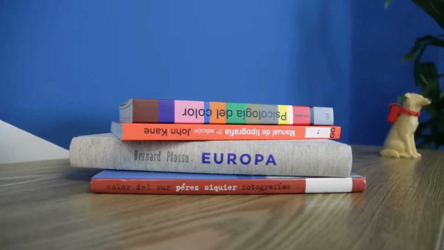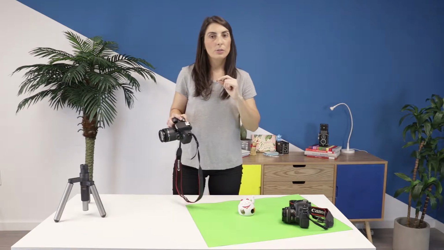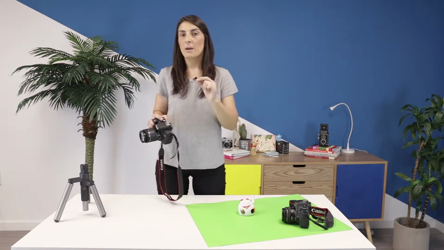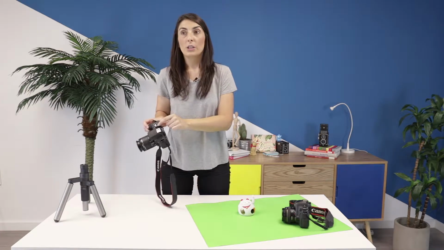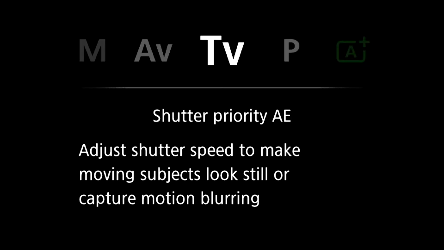In which case would we use AV mode? When we want to give priority to the depth of field. Remember, we'd use a wide open aperture if we want more blur, and a small aperture if we want a sharp scene. Other options are the TV mode, or S, which gives priority to the shutter speed.